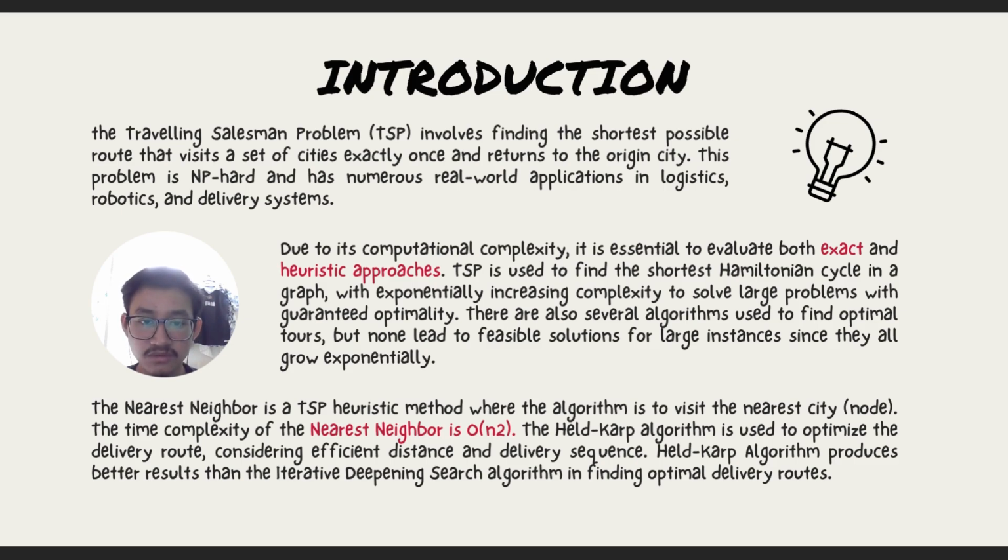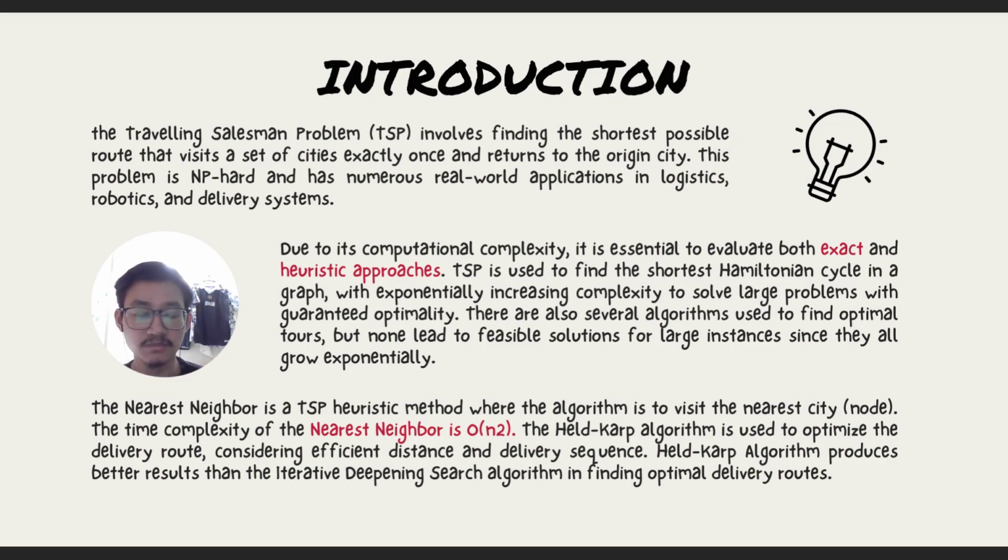TSP is used to find the shortest Hamiltonian cycle in a graph, with exponentially increasing complexity to solve large problems with guaranteed optimality. There are also several algorithms used to find optimal tours, but none lead to feasible solutions for large instances since they all grow exponentially.